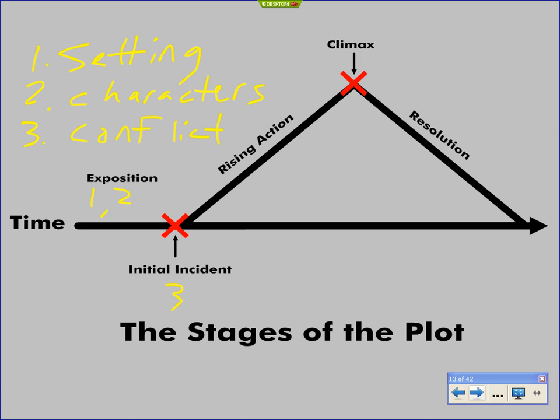Let's see. Rising action, definition. Building up to the climax. That's true, but what's building up to the climax? The problem is intensifying, right? And building to the climax. Excellent. So rising action is where the problem is intensifying.